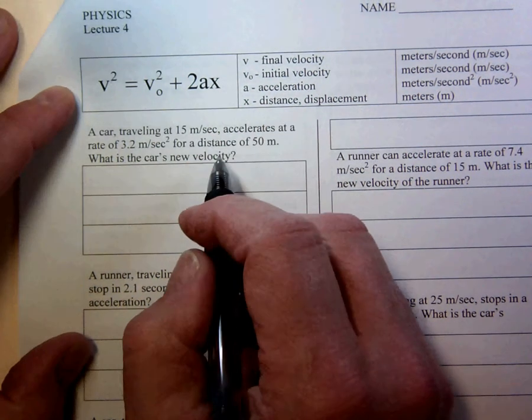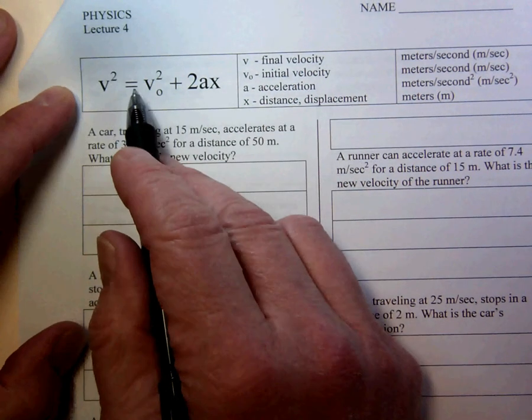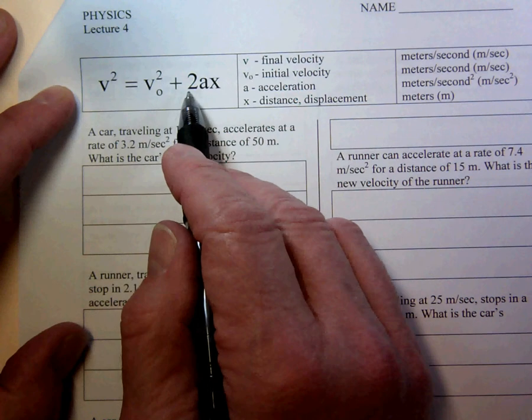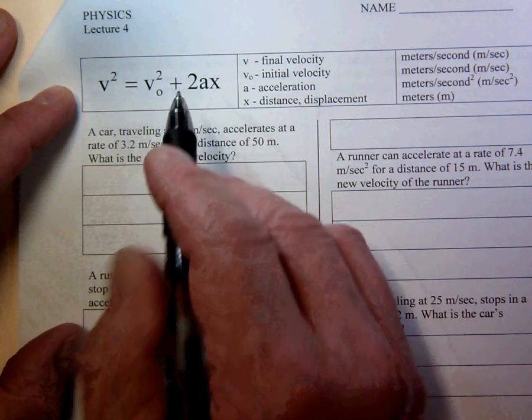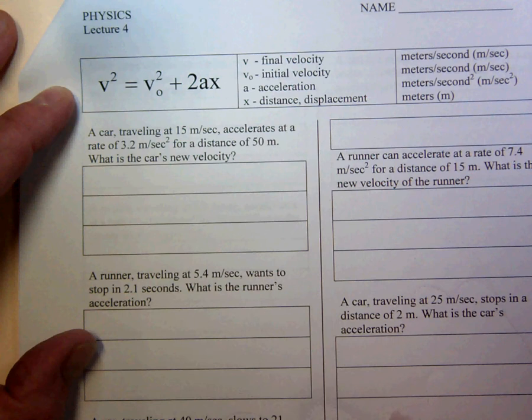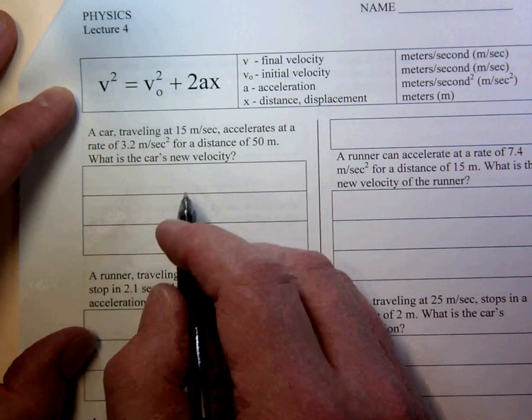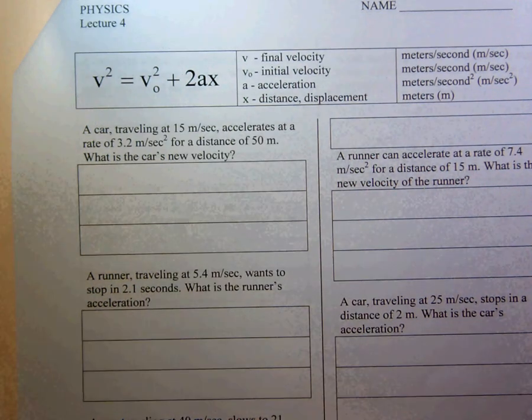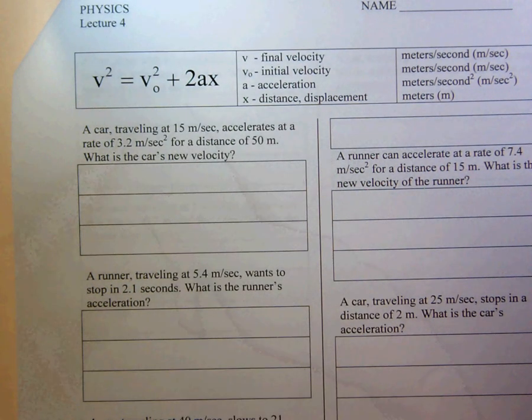This is our equation: V squared equals V naught squared plus 2AX. You notice in this one we have two V's but no time. So when you're trying to figure out which equation you're going to use and you don't see a time, look for this one, especially if you have the acceleration.